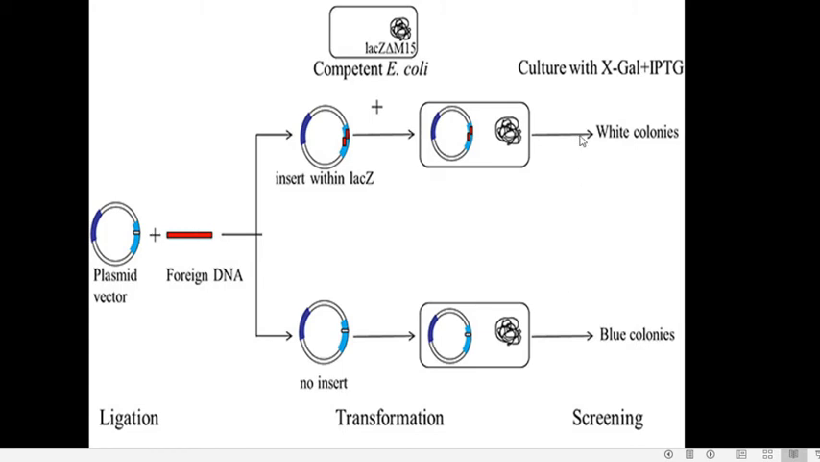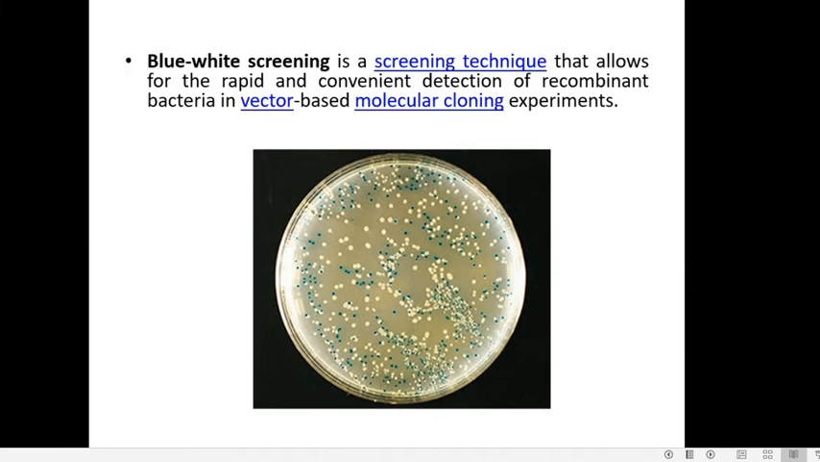So, in simple terms, the recombinant colonies will appear white and the non-recombinant transformant colonies will appear blue. This is called blue-white screening. So, here you can see the white colonies. The white colonies are the recombinant colonies and the blue are the non-recombinant colonies, because they contain pUC19 vector but without foreign gene. That is why they appear blue in color, because they contain functional beta galactosidase which will convert X-gal into a blue colored compound.